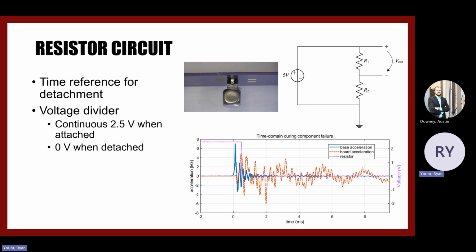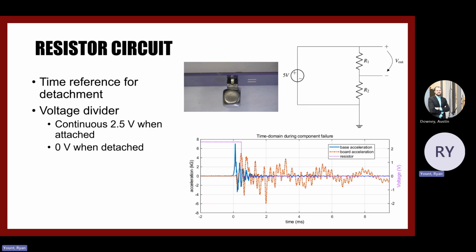So like I said, we had a resistor with a mass on there. We essentially put that on there so that we could get an exact time reference of when it falls off. And we put it into a voltage divider circuit right here to be able to do that. Essentially, we fed it 5 volts from a power supply and then read from the first resistor so that we would get a continuous 2.5 volts when the resistor was intact. And then it dropped down to 0 volts when the resistor falls off.